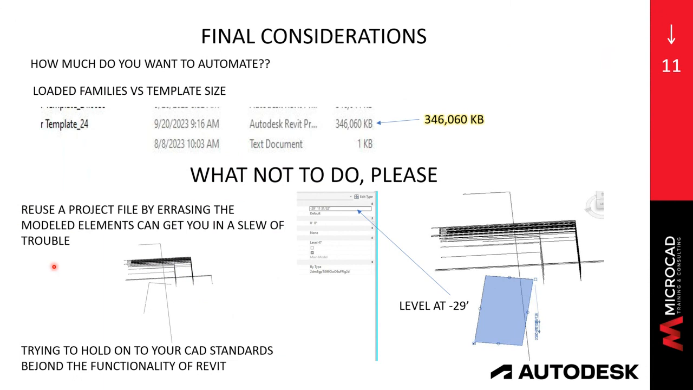The other thing that I want you to keep in mind, this last sentence before I finish my presentation today, is trying to hold on to your CAD standards beyond the functionality of Revit. I have seen, and I know, especially if you're moving from CAD into Revit and you're trying to maintain your CAD standards, there are things that, yes, we can transfer over to Revit. There are things that go anti-functionality of Revit. And if you hold on to those standards for dear life, you will make Revit, which is a very agile program, clumsy and difficult to use.